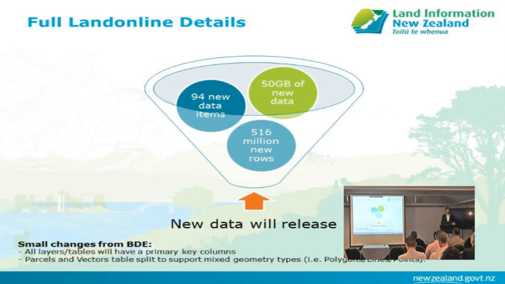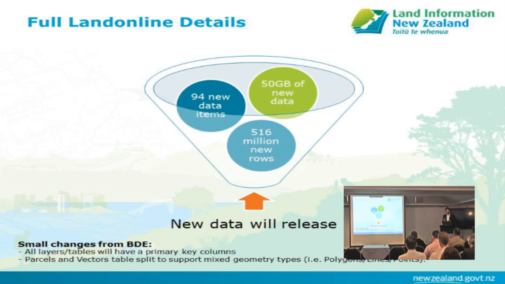Just to make you aware of the extent of the data set, most BDE people that are grabbing that right now will already be aware of this, but it will launch another 50 gigabytes of vector or tabular information onto the service. This will be made up of 94 layers or tables, and in total there are over 500 million rows. So you can see it's quite a large data release.